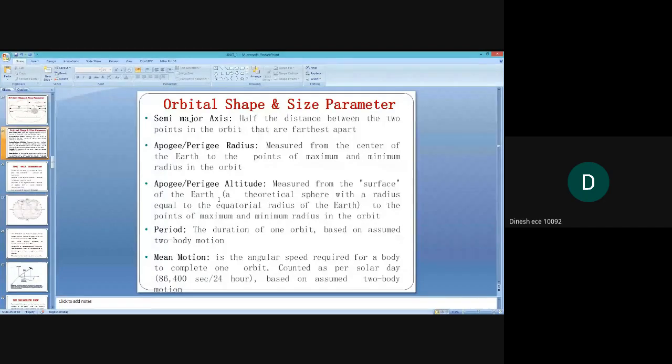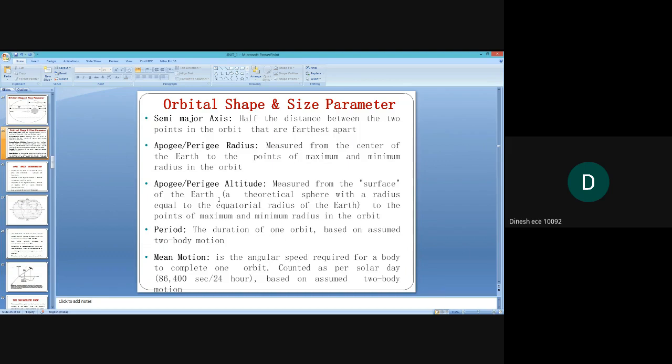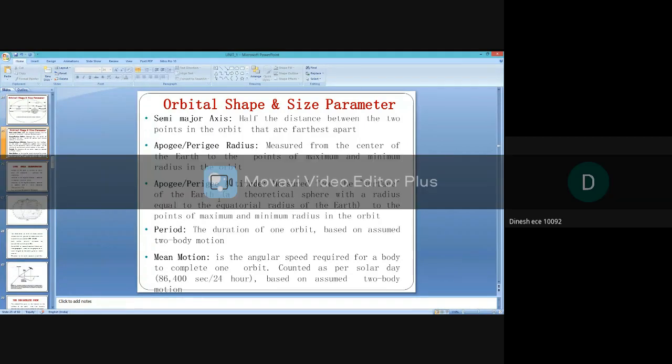Apogee and perigee radius is measured from the center of the Earth, with the points of maximum and minimum radius in the orbit. The apogee or the perigee altitude are measured from the surface of the Earth, with the points of maximum and minimum radius in the orbit. So it is a theoretical sphere with radius equal to the equatorial radius of the Earth. So period is the duration of one orbit based on assumed two-body motion.